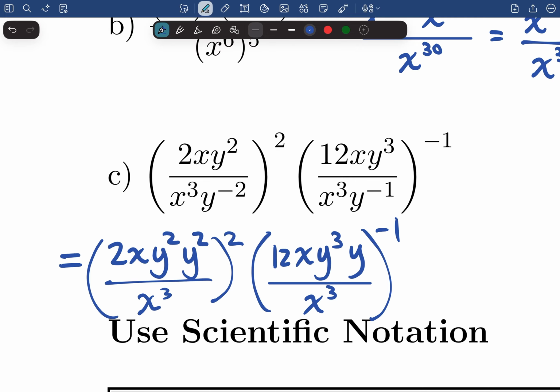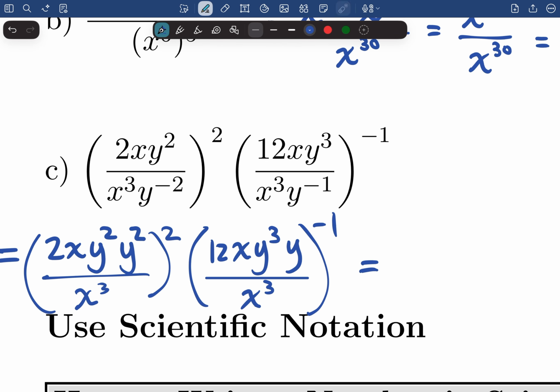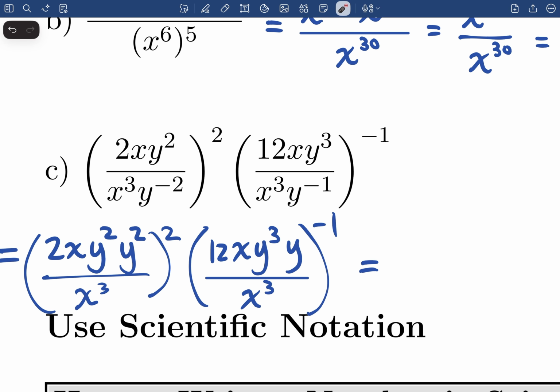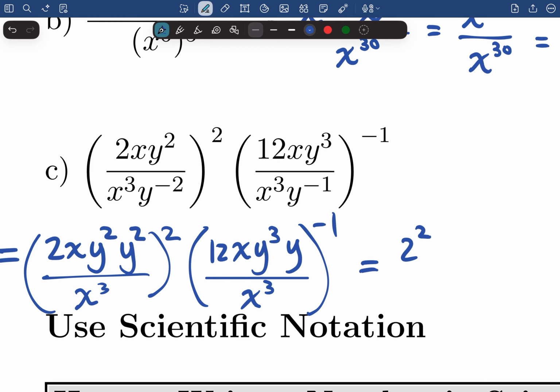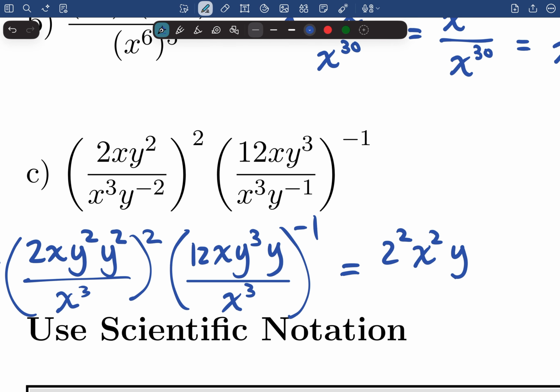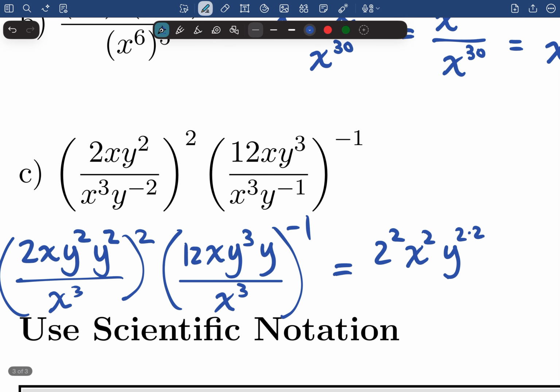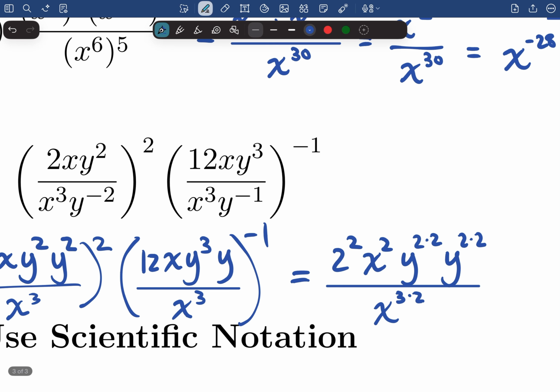Well, at this point, I can apply the powers that I see, like this second power here. So I'll apply that to all of the bases that I have in this expression inside. So that's 2 squared times x squared times y squared squared, okay, which becomes a y to the 2 times 2. And then another y to the 2 times 2. And that's divided by x cubed squared, which is x to the 3 times 2. Great.